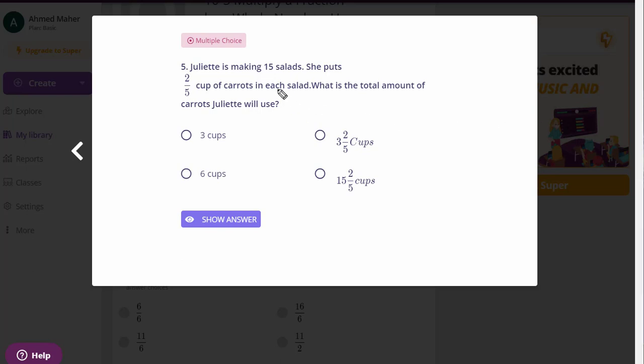Yes. Go ahead. Juliet is making 15 salads. She puts 2/5 cup of carrot in each salad. What is the total amount of carrots Juliet will use? Yes, of course. What should we do? We need to repeat the 2/5, so we need to multiply. Go ahead. 15 times 2 equals 30. We did this before. 30/5 equals 6. Excellent. Thank you, my hero.